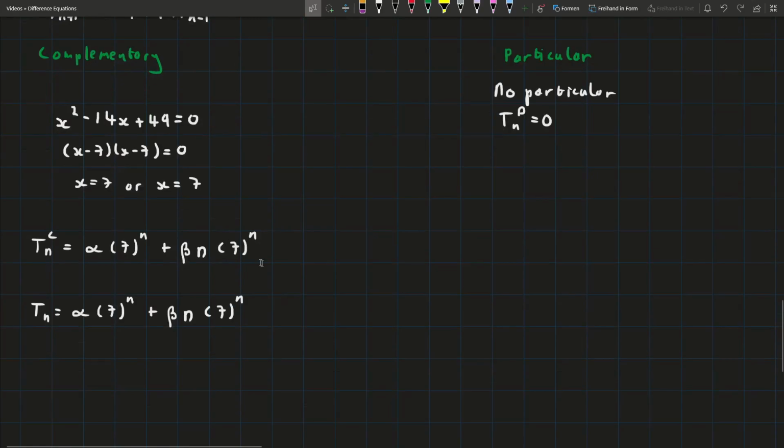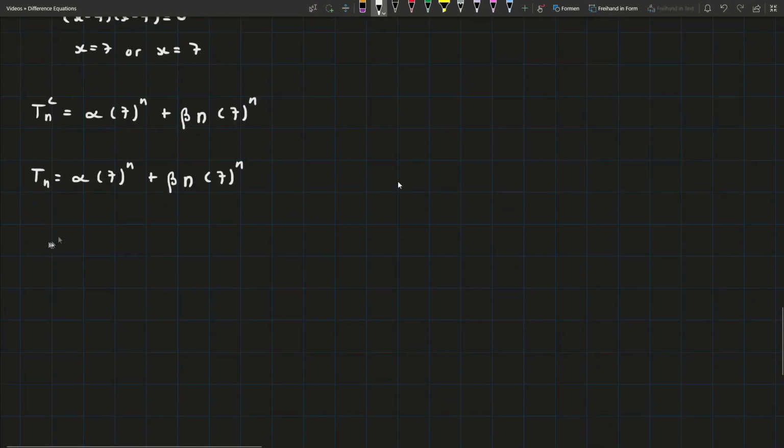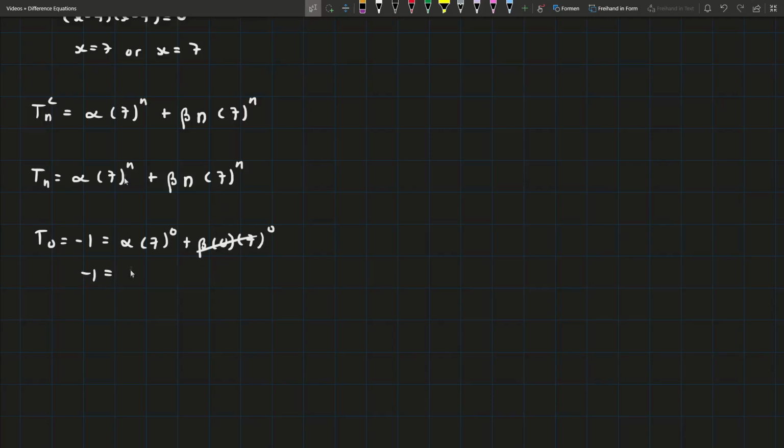And then we can find out what alpha and beta are using this information here. So we're told that T0 is equal to minus 1. So T0 is equal to minus 1, which is equal to, sub in 0 for all the n's. So we'll have alpha times 7 to the power of 0 plus beta times 0 times 7 to the power of 0. This term is going to be gone because it's multiplied by 0. So all we get is that alpha is equal to minus 1. So we didn't even have to do simultaneous equations there.